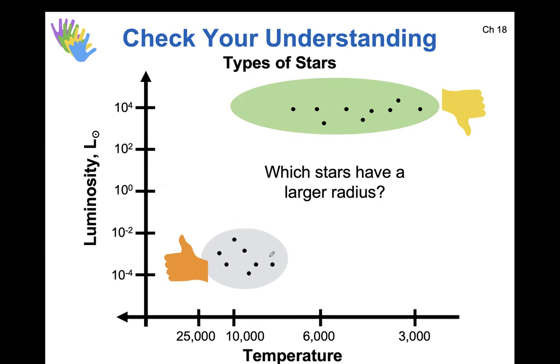Think about the way the two groups overlap in temperature a bit. So if there's some overlap in temperature, but the difference in luminosity is dramatic, what does that suggest about size? What does it suggest about size?